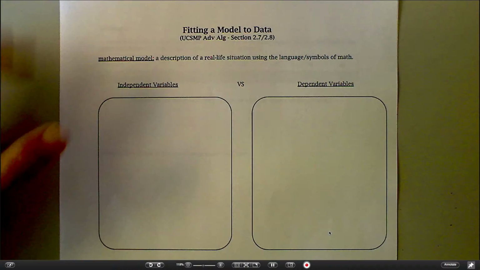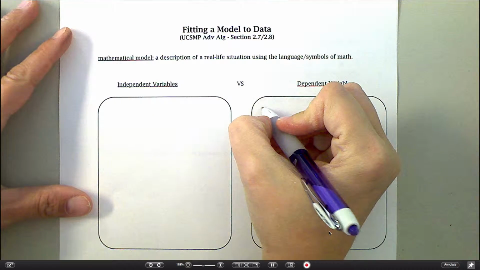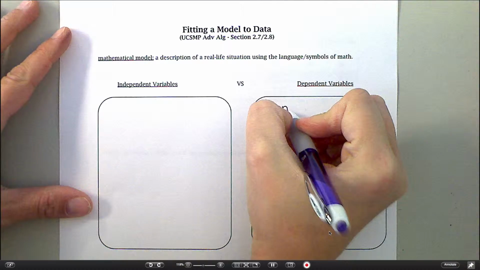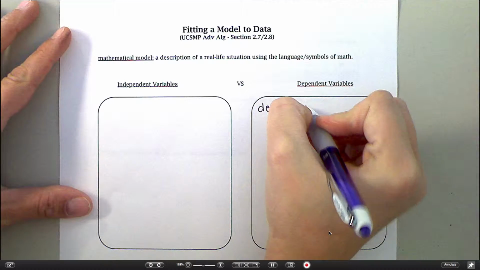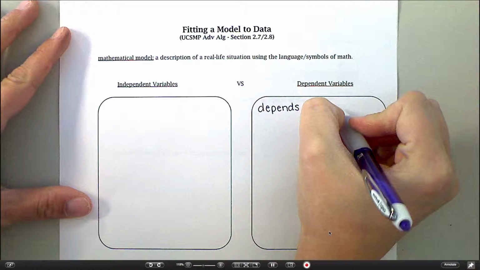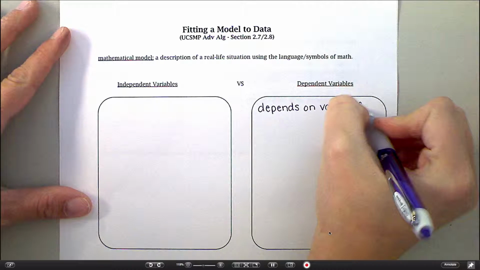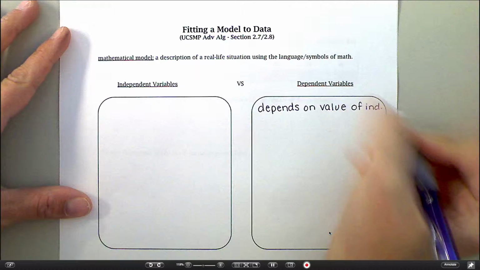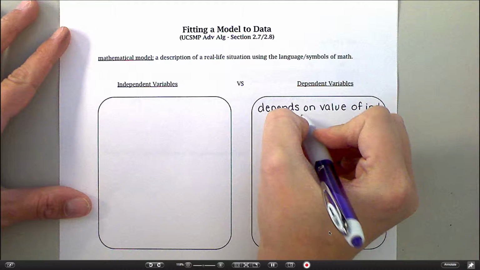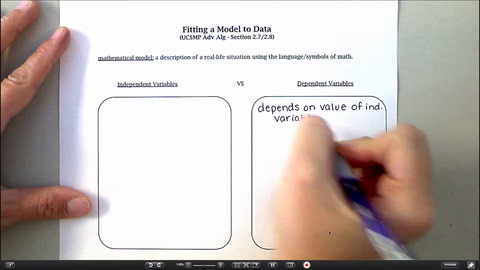Okay, so this value depends on what is put in for the independent variable. So it depends on the value of the independent variable. So what does that mean the independent variable does? Where does that come from? Any thoughts on that?